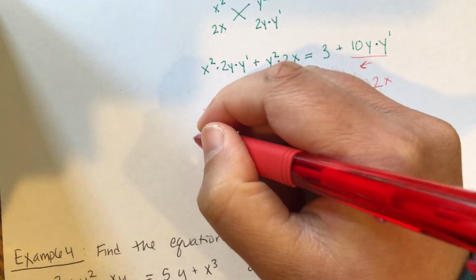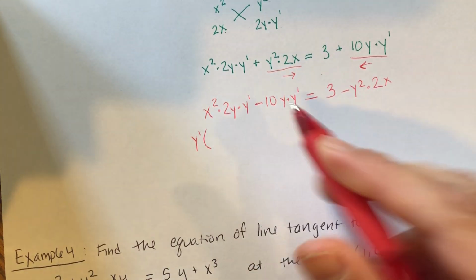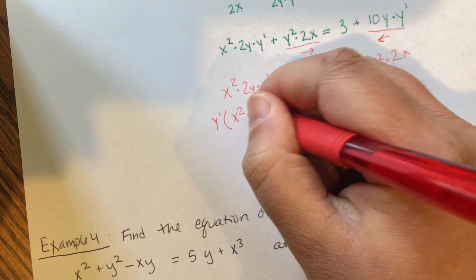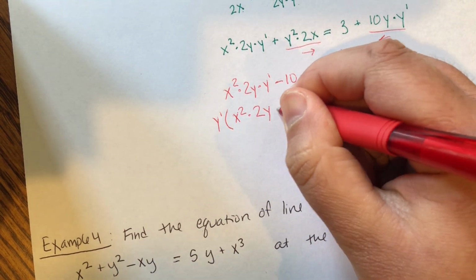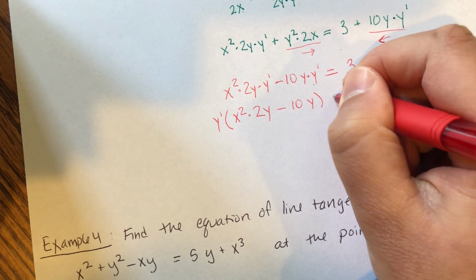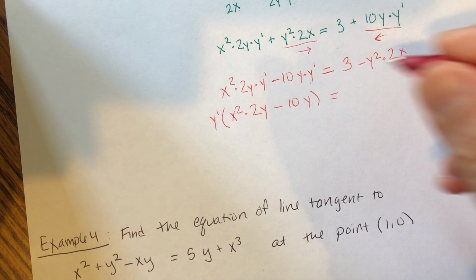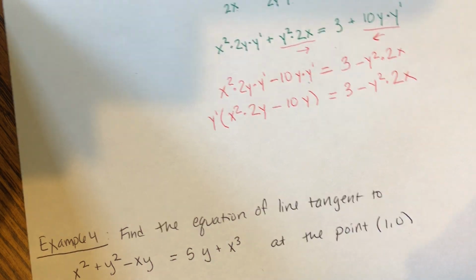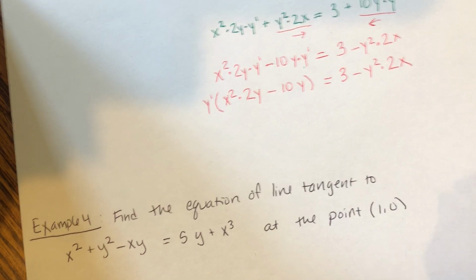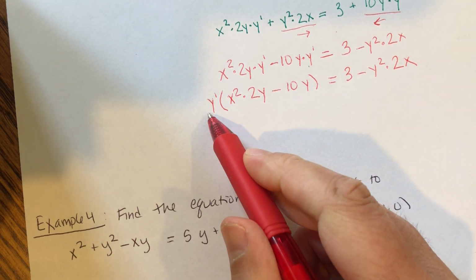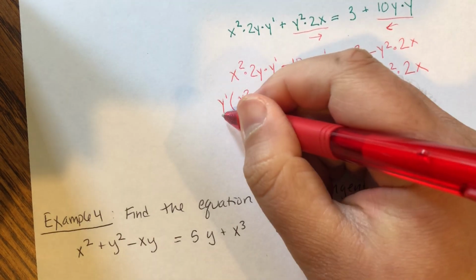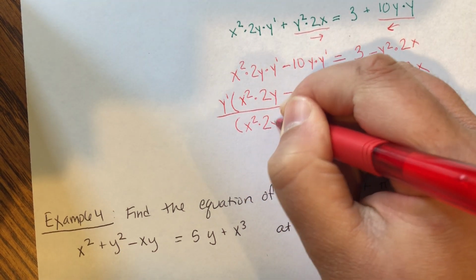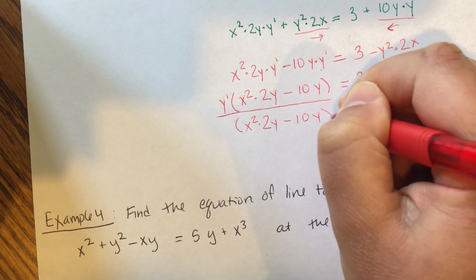Now I factor out my y prime term just like before. When I factor the y prime term out, on the inside I'm left with x squared times 2y minus 10y. And on the right-hand side, I still have this 3 minus y squared times 2x. Okay, finally, the last thing that I do is, to get y prime by itself, I have to divide by everything inside the parentheses. So divide by x squared times 2y minus 10y.